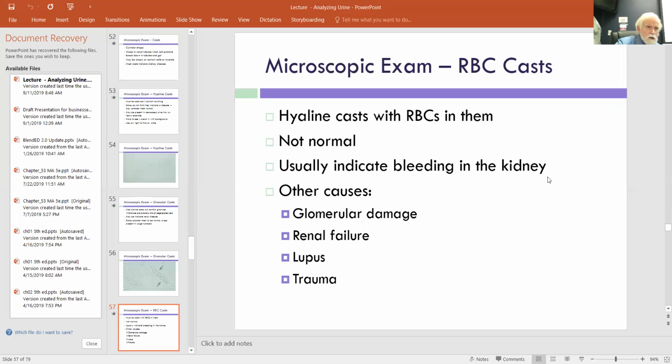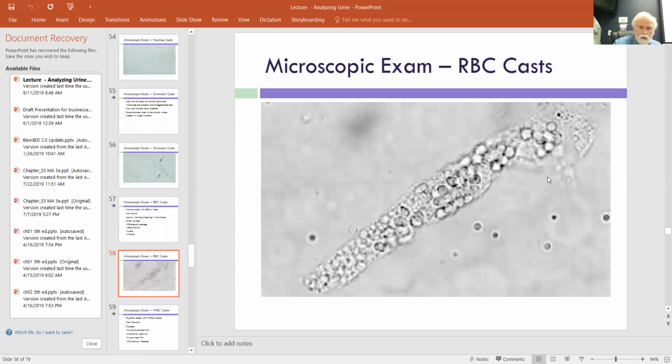We can have red blood cell casts, which are going to be hyaline casts with red blood cells in them. This is something to be worried about because it indicates bleeding within the kidney, or some other causes. It's one of the tests we use for looking for lupus, for instance. Lupus nephritis, the nephron gets inflamed, and we start getting these, and in trauma and renal failure, obviously. But here's what it looks like.